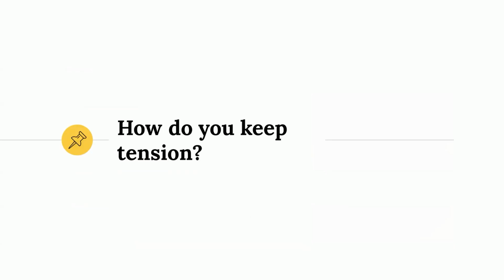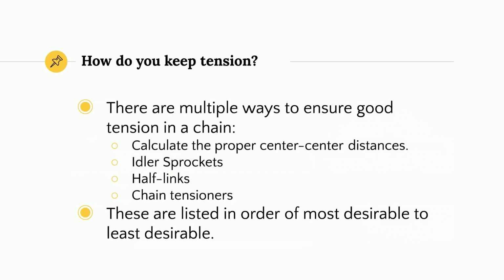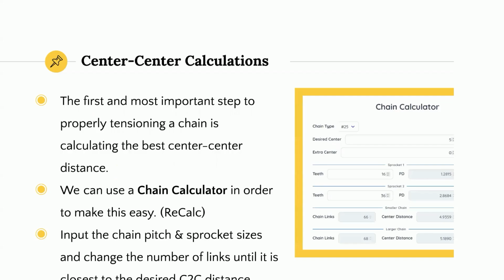So how do you keep tension? There are multiple ways to ensure good tension in a chain: calculate the proper center-to-center distances, idler sprockets, half links, and chain tensioners. These are listed in order of most desirable to least desirable. So first we have center-to-center calculations. This is the first and most important step to properly tensioning a chain.